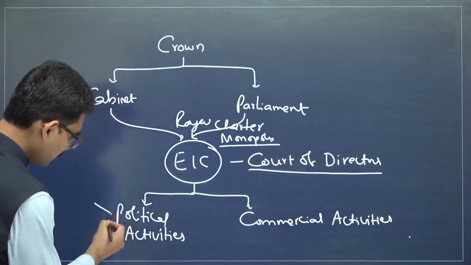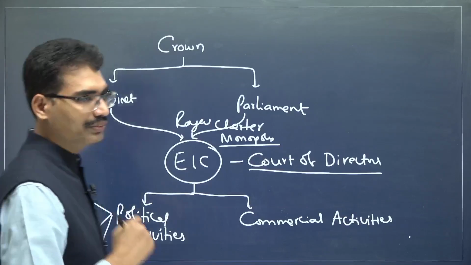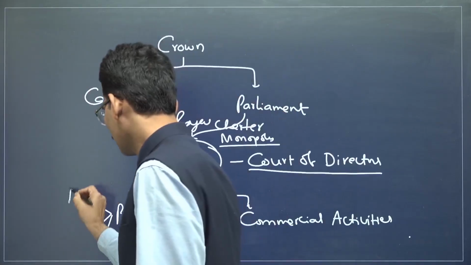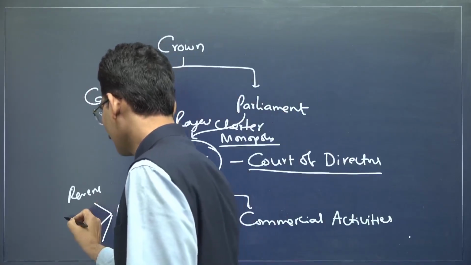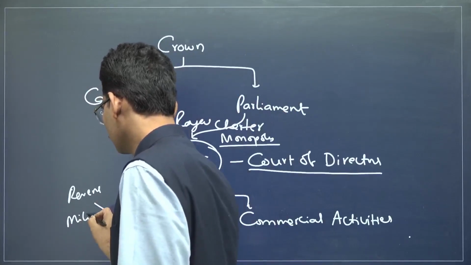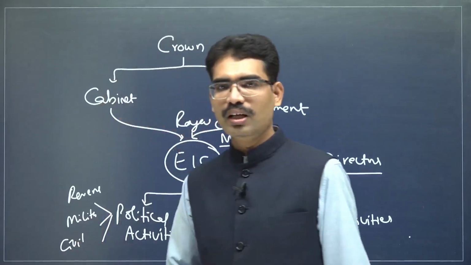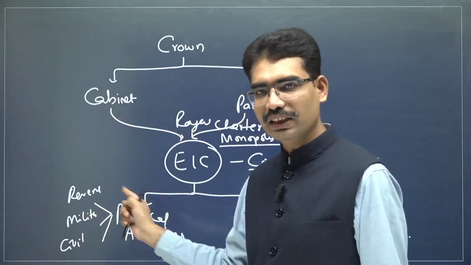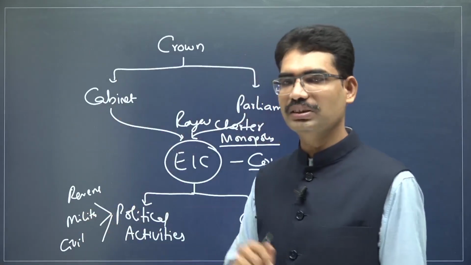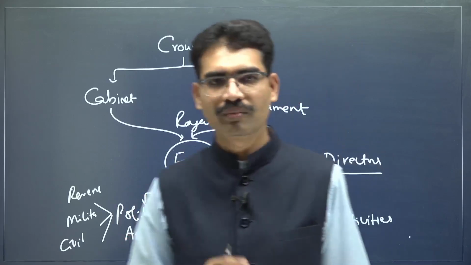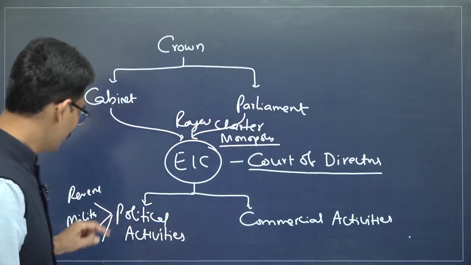And as a result, political activities mean what? Now they are controlling revenue, military, and civil affairs in Bengal, in the Carnatic region, in the Bombay region. Particularly in the Bengal region, it is increasing. That is where they are going for wars.